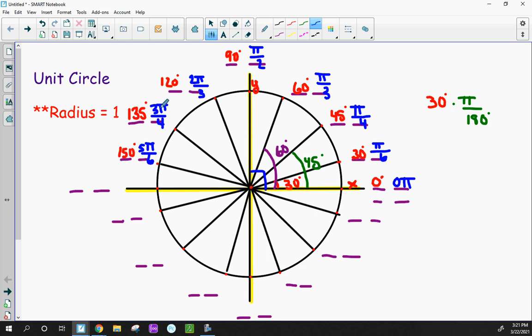Add 30, add 15, add 15, add 30 more. 150 plus 30 is 180 degrees. This is half of a circle. Radian measure for 180 degrees is just pi.